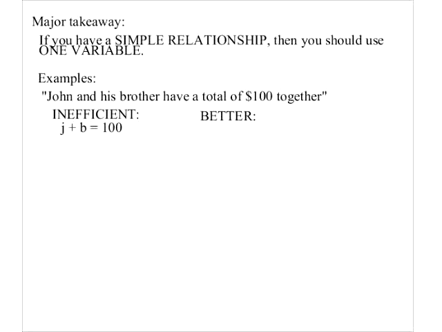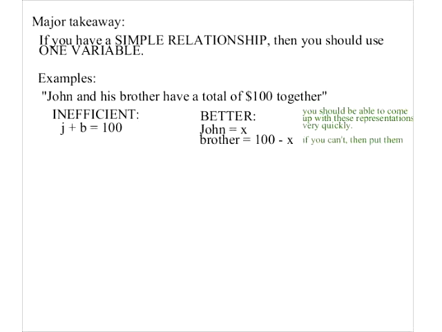Okay, a couple of you guys are typing it. So John is X, and yeah, a couple of you guys are getting it. John is X, and brother is 100 minus X. This is something you should be able to produce pretty much automatically. If you cannot instantly come up with this, then one way to help yourself train to come up with this sort of stuff is to use flashcards. You should be able to come up with these representations very quickly. If you can't, then put them on flashcards and drill.